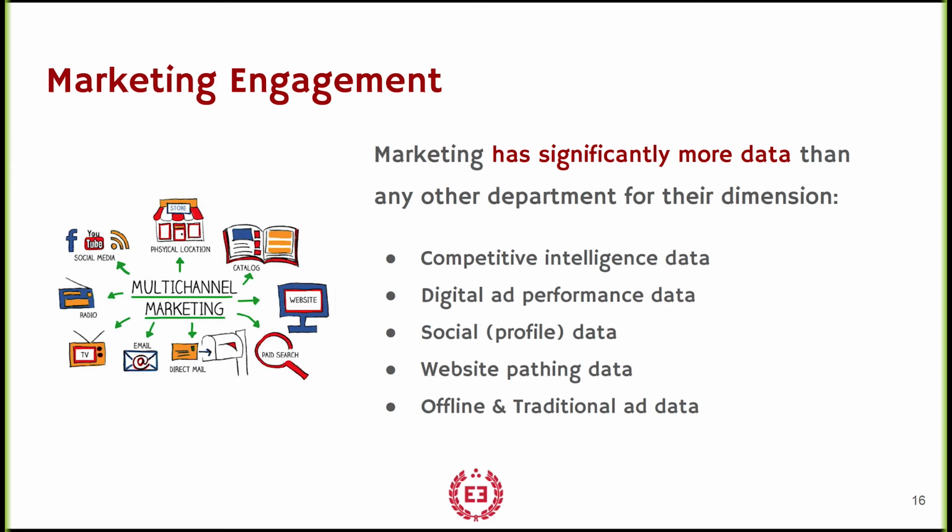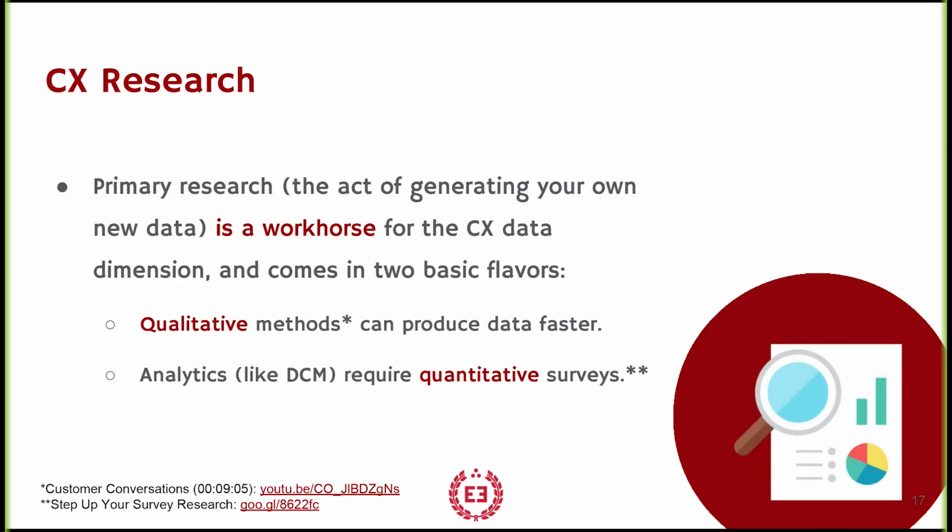Website pathing data, Google Analytics is the de facto tool. You might have Site Catalyst from the Omniture days, and now with the Adobe Cloud. HubSpot, there's a lot of things that will show you site pathing, how people are behaving on your website. And those are powerful. HubSpot is definitely my favorite out of all of them. And then offline and traditional ad data. You just have to quantify it, but it can be included in this.